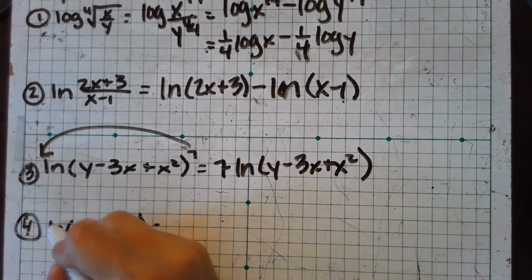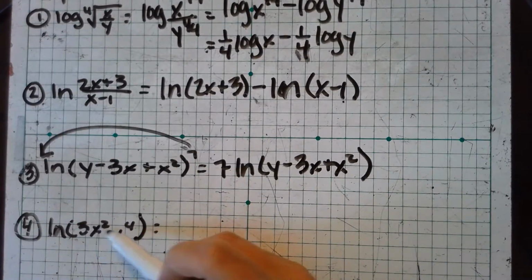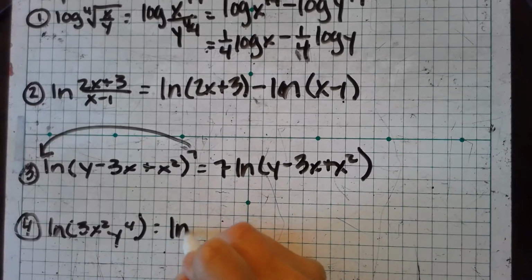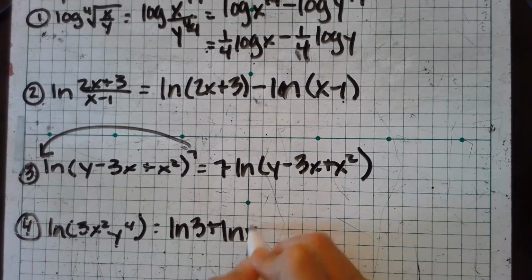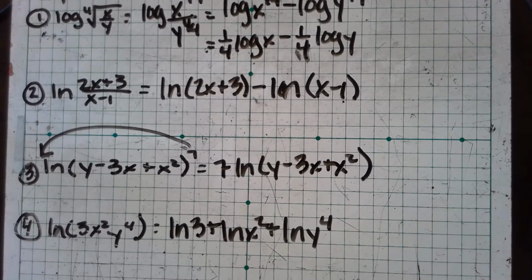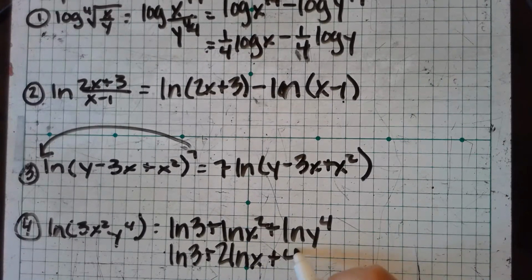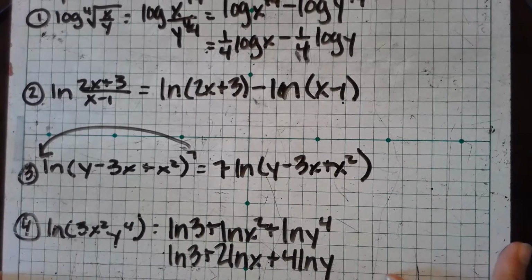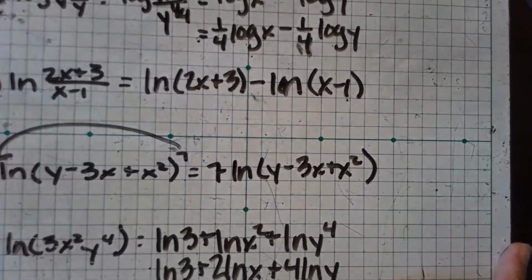And then lastly, this one, to expand it, notice these are all multiplied. So I'm going to break them all apart using addition. And then I recognize the power property. All right, so here I can do the power property. So ln of 3 plus 2 ln of x plus 4 ln of y. So we're going to use this expansion later on in the lesson. So just remember this right here from pre-cal.